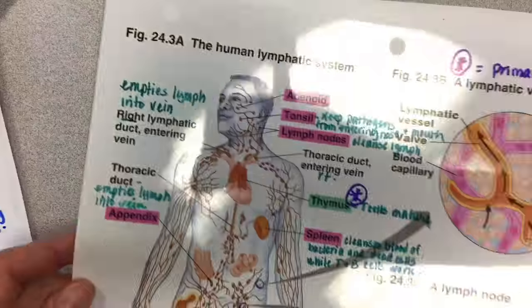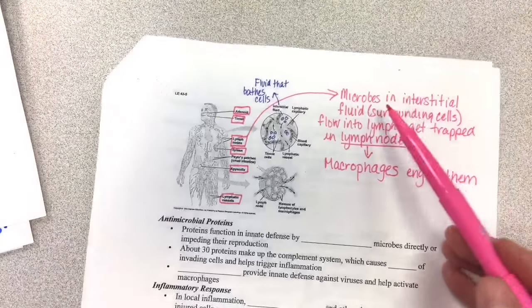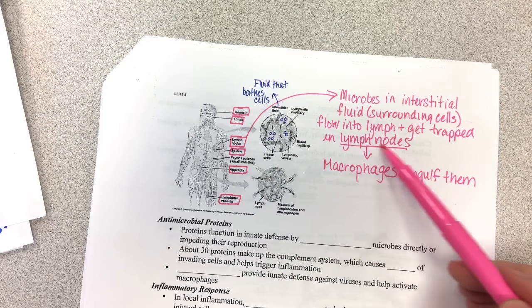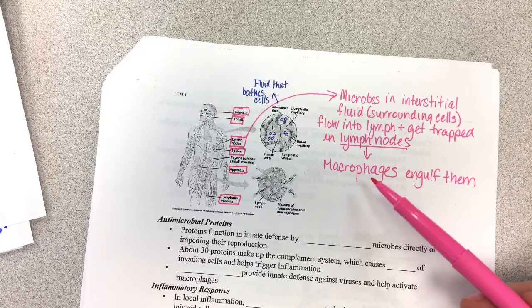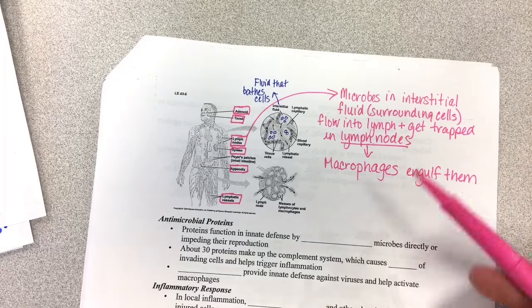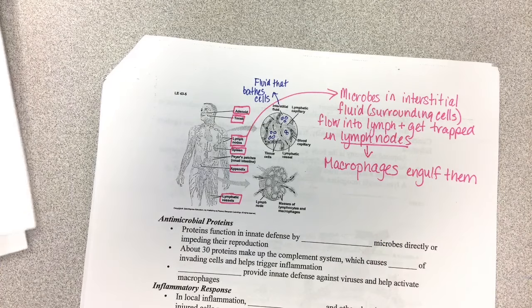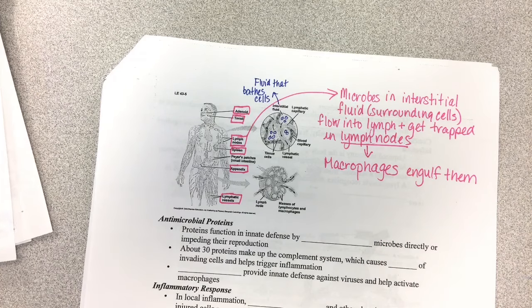But what's happening is if you do have an infection, those microbes get into that lymph and into those lymph nodes, and then your macrophages are working overtime, engulfing them, and the nodes swell up as these macrophages are eating them up, I guess you could say, engulfing them. And so swollen lymph nodes are a sign of infection.